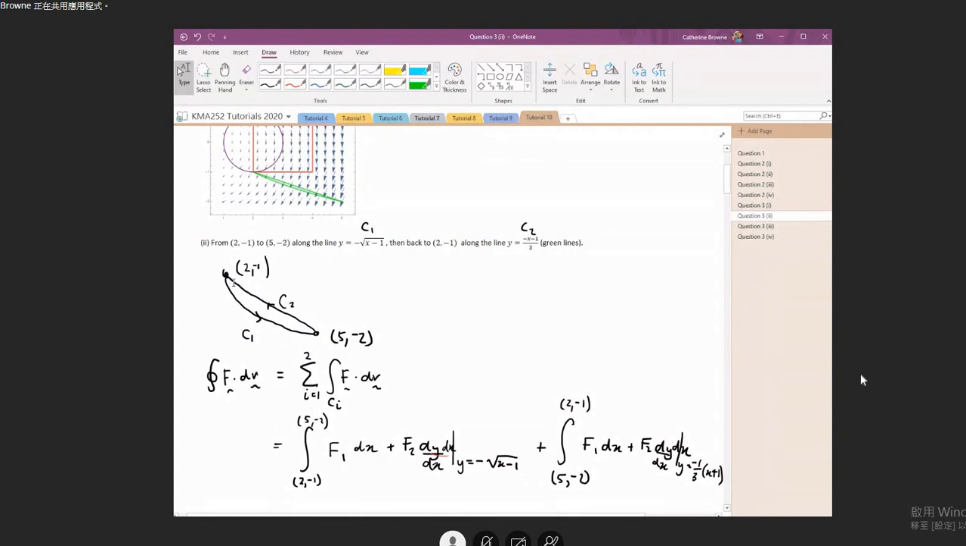Thank you. Because it's not a conservative vector field, it does matter what path you're taking. So you can't go, oh, that path seems a bit awful, I'll just do something else. You can't do that because it's not a conservative vector field.